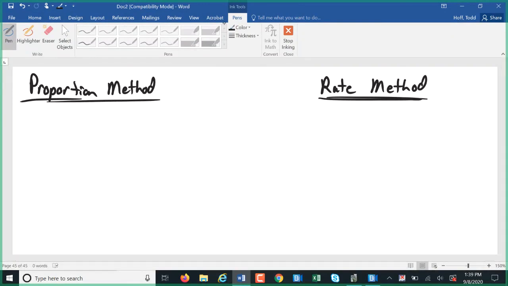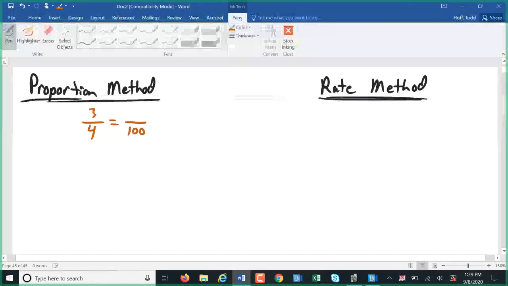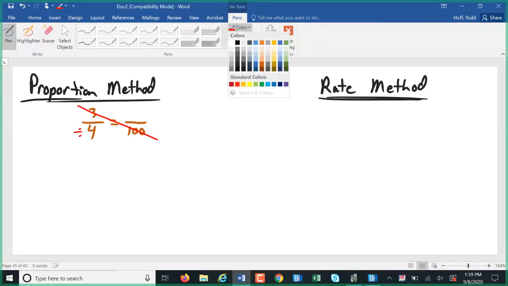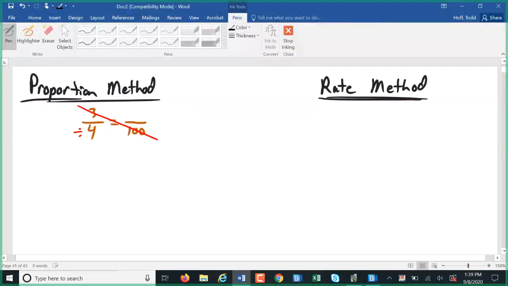So the proportion method of percents uses what we were doing at the end there last week when we were converting fractions into percents. If we had 3 out of 4, a percent is out of 100. It looks something like that. And we cross-multiplied and divided to find the missing number. And so for our proportion method, we get something like 35% of, let's see here. Let's go forward.